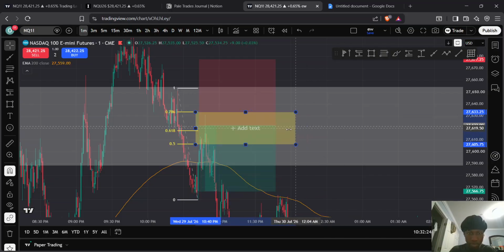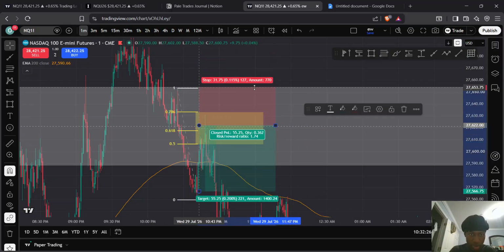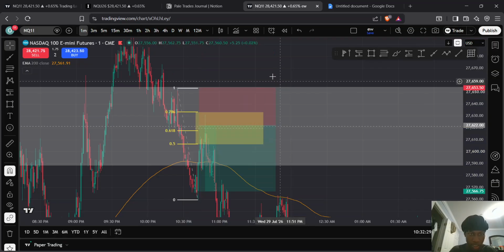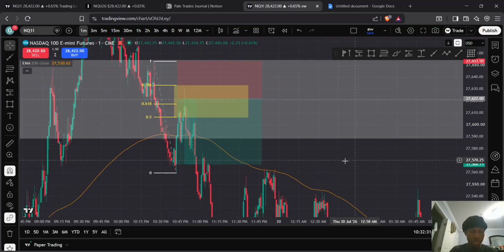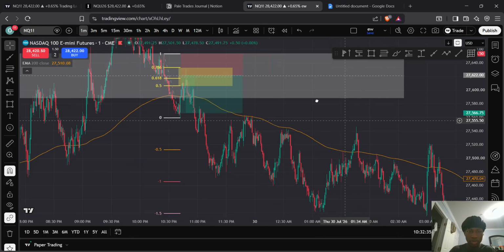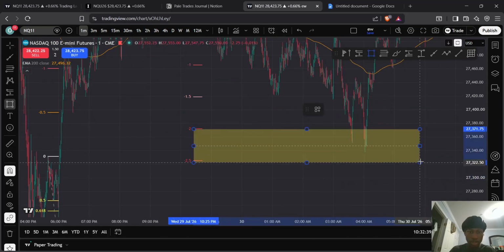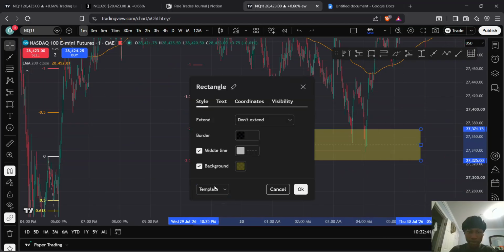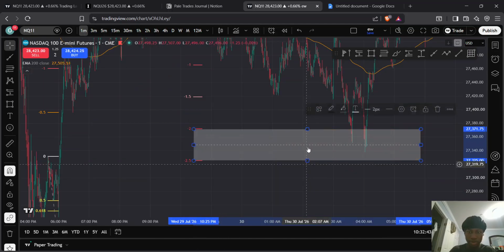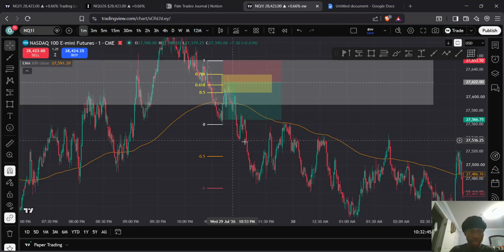This OTE is the best possible area where we could enter trades. And our stops would be at that candle wick because we believe this is a protected high or protected low if you're shorting. And then the -2 would be an area of resistance again. Right? That's an area of resistance.